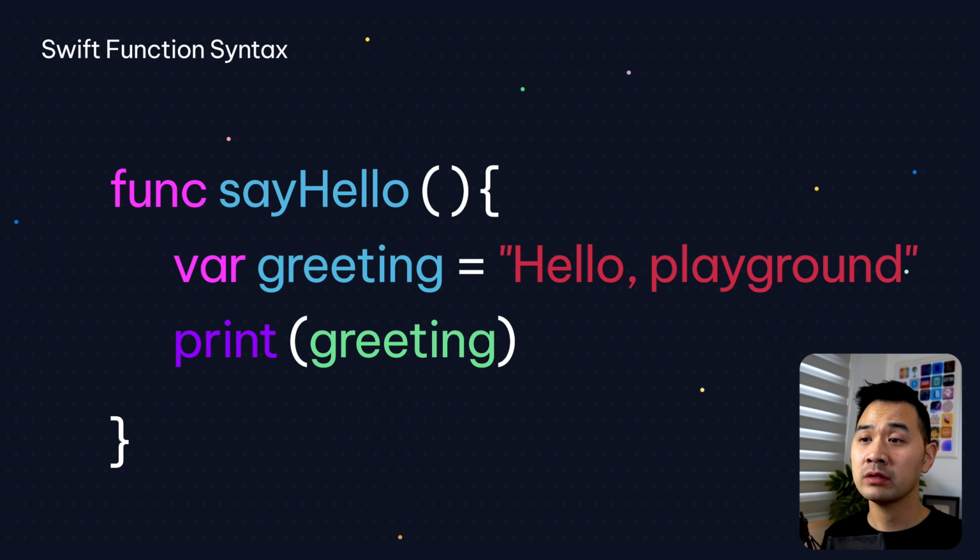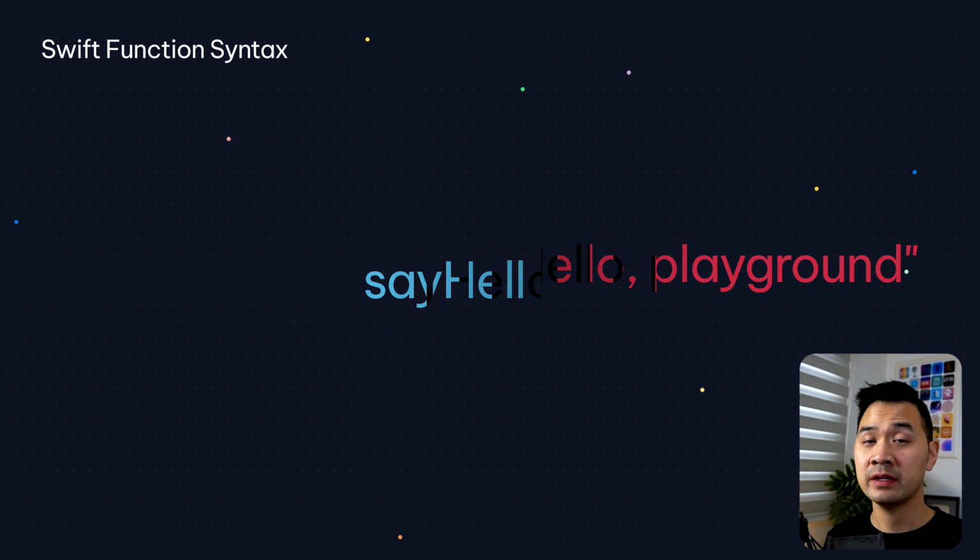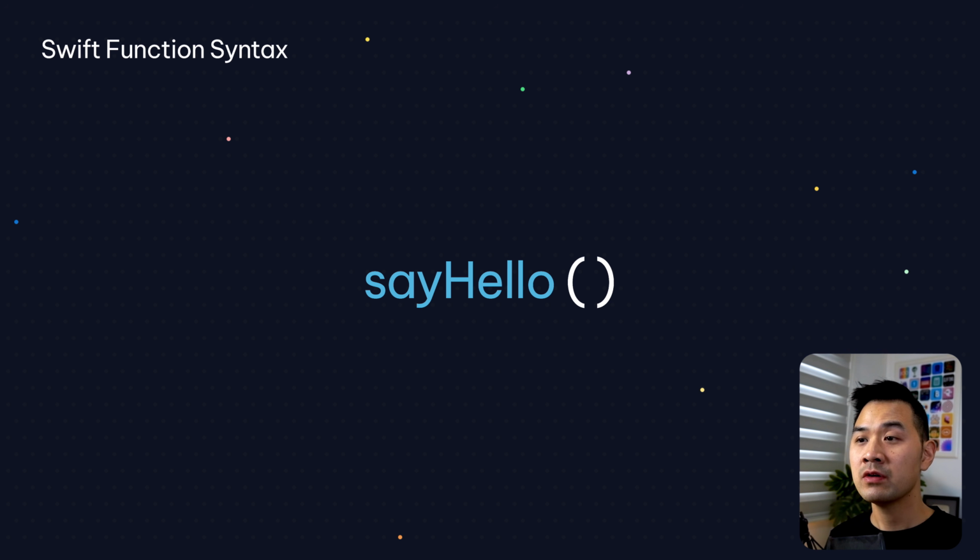Okay, so how do we call this function so that we can execute its code? We simply use the function's name, say hello, followed by the two rounded brackets, because that is also part of the function's name. Notice that we don't need to use the func keyword again, because that was only for declaring a new function. So just like that, you are able to execute all of the code inside that function. Now, why don't we try it out in an Xcode playground so you can see it in action?